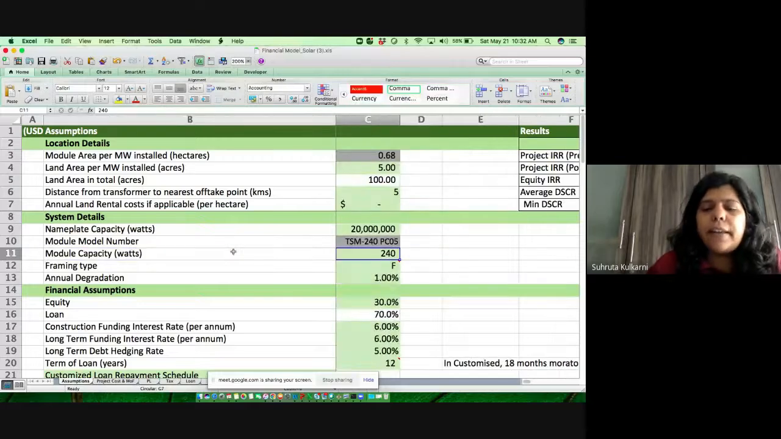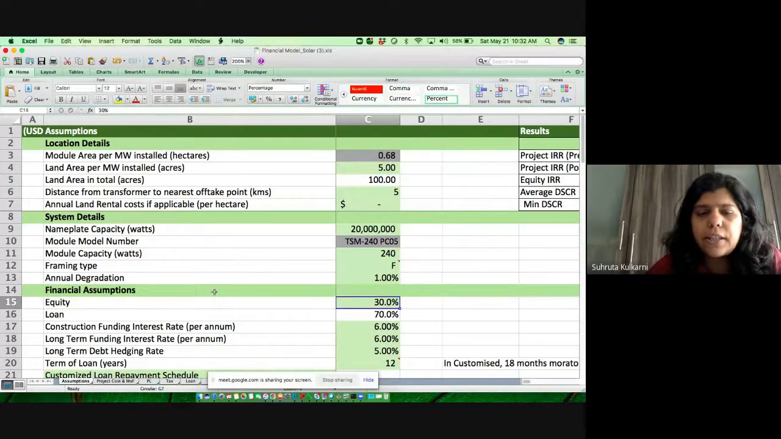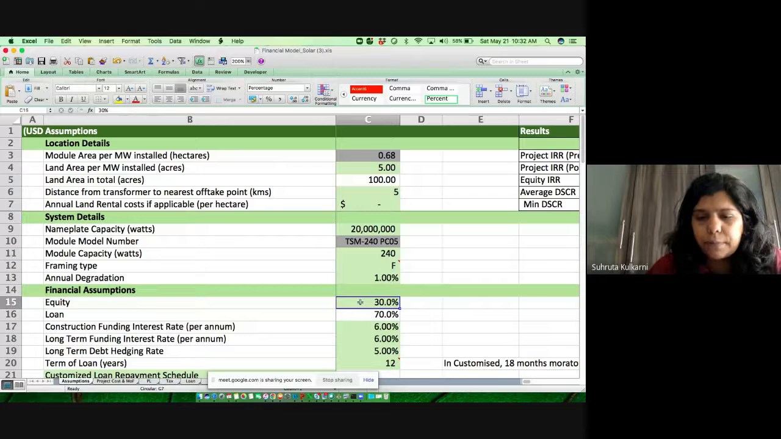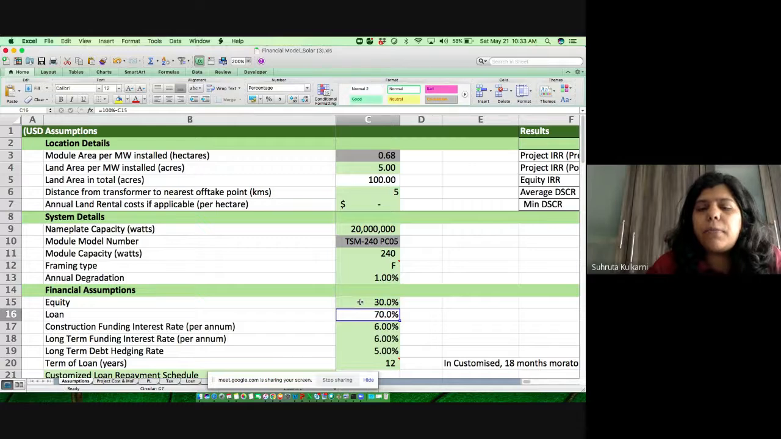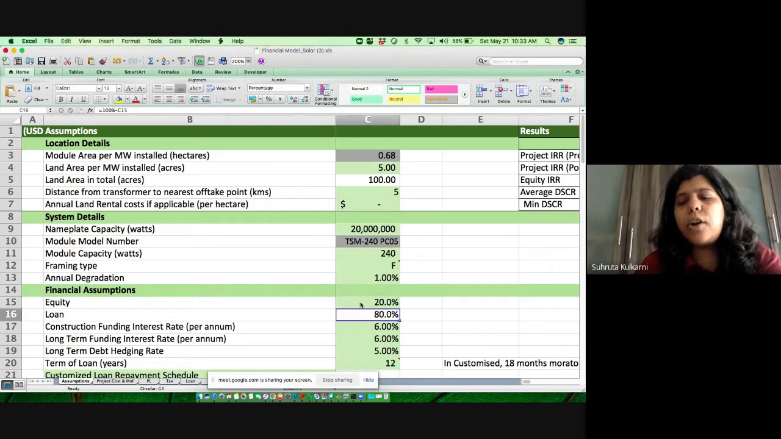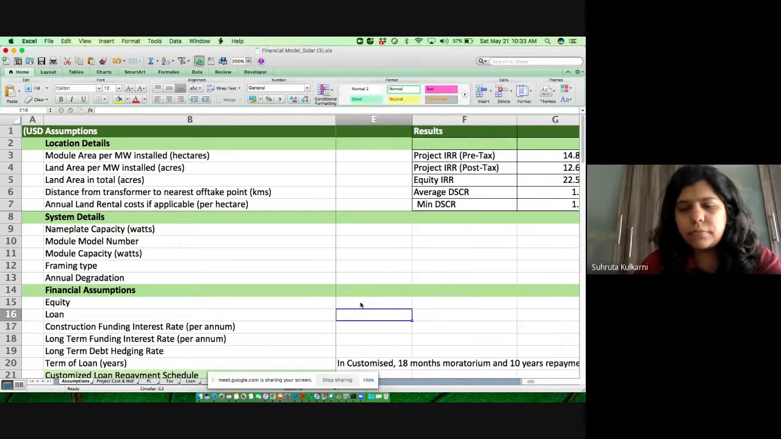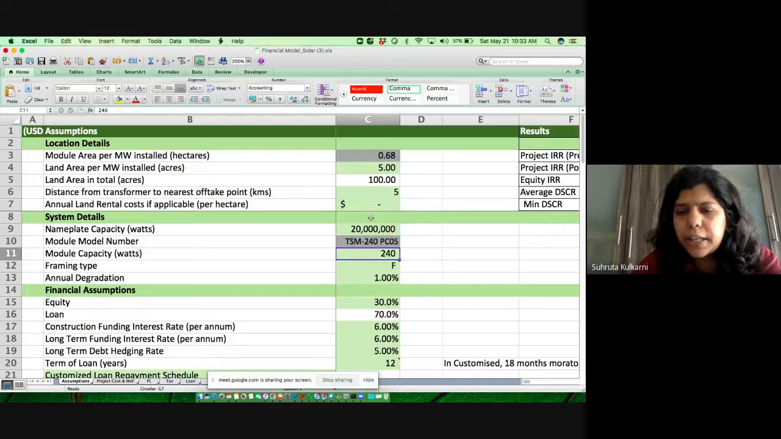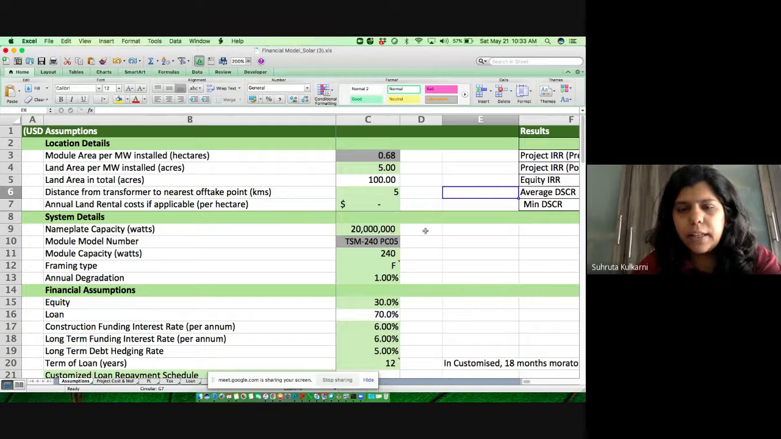For example, in the financial assumptions, I've put equity as 30%. So equity is my hard coded input. And because of the project structuring which I had done, the remaining is debt. So this 70% is not a hard coded input. If I change equity to 20%, my debt automatically becomes 80%, and all my results accordingly also change. So this is how your model should be: you should be able to put in the relevant inputs and your output should change accordingly. So that is one input.